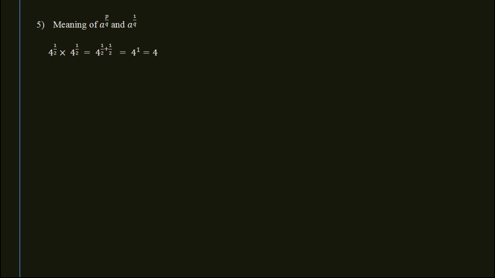When two similar numbers 8 and another 8 are multiplied to get 64, we say that 8 is the square root of 64. Now in the same way, two similar numbers 4 to the power a half and another 4 to the power a half have been multiplied to get 4, so we shall say that 4 to the power a half is the square root of 4.